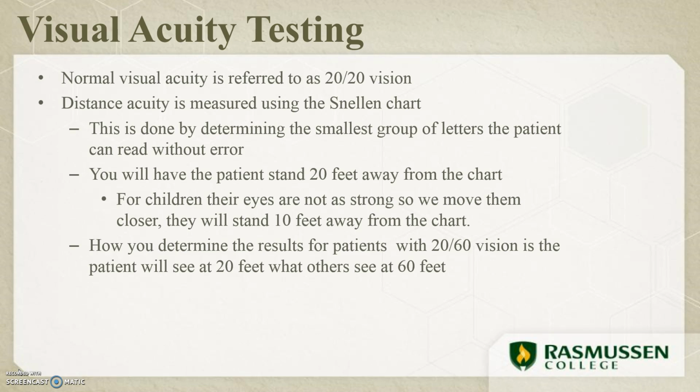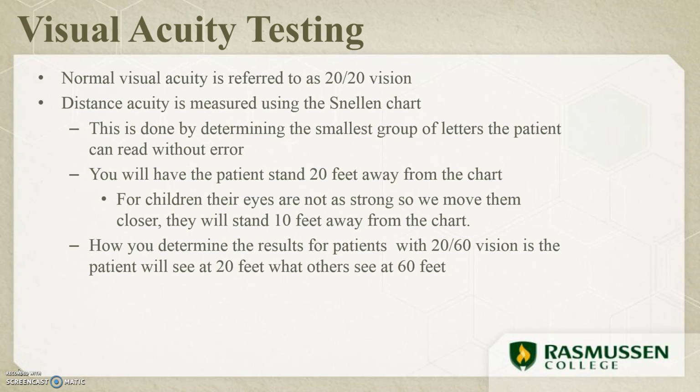Distance acuity is measured using what we call a Snellen chart. The chart is placed with the largest symbols at the top line, and each line after is decreasing in size. The patient will stand about 20 feet away and read each line as they can. The results the patient will receive is based on the last line that they can read without any squinting or mistakes. And it will be recorded as a fraction.